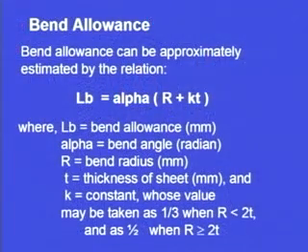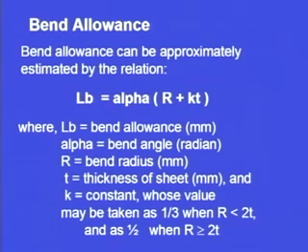Now, we have seen that there are a number of parameters. Bend allowance is one of the parameters. Bend allowance can be approximated by a mathematical relation. Bend allowance is designated by LB, which is equal to alpha times the summation of R plus KT.